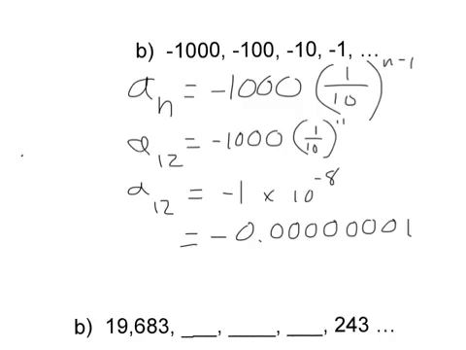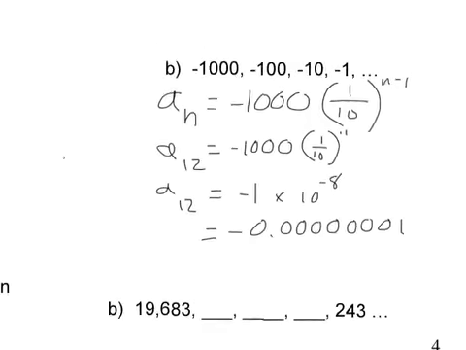Okay, it looks like my r value is going, I'm dividing by 10 or multiplying by 1/10. And so when I fill out my equation, it's -1,000 times 1/10 to the power of n minus 1. Well, my n in this situation is 12, so it's negative 1,000 times 1/10 to the power of 11. When I figure that out in scientific notation, I get negative 1 times 10 to the negative 8th, or in just pure decimal form, it would be negative 0.7 zeros and then a 1.